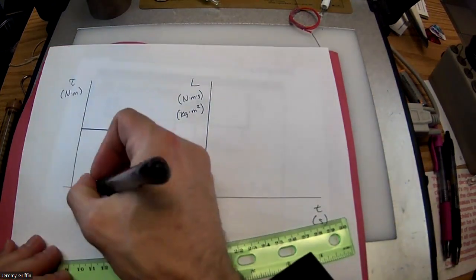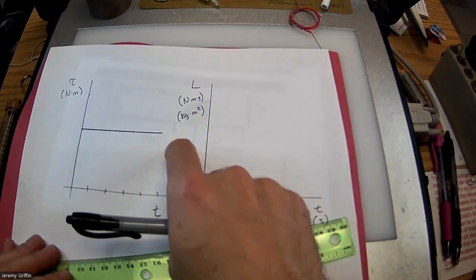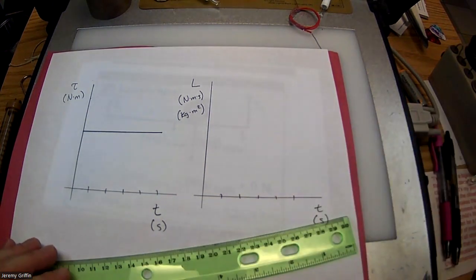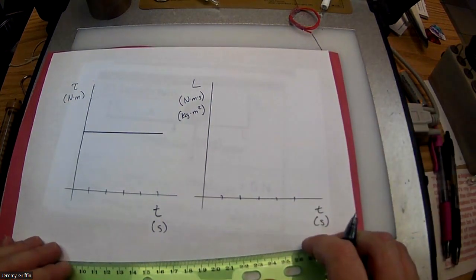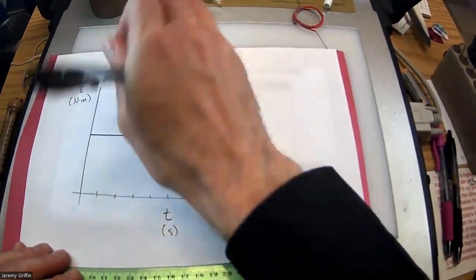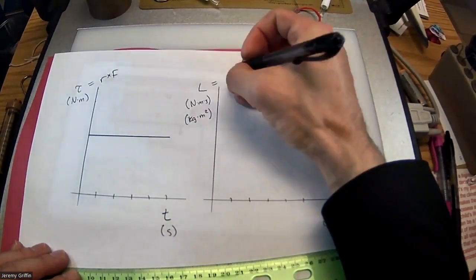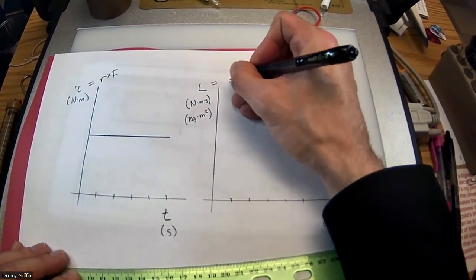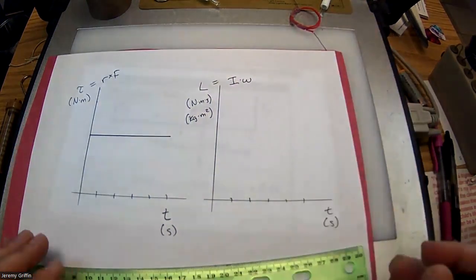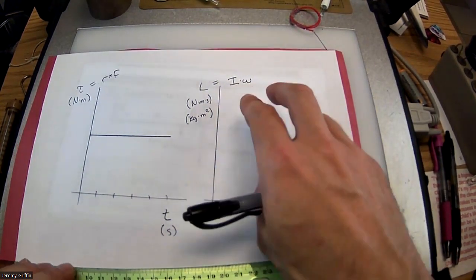So time's ticking along, tick, tick, tick, and I'm just pulling with a constant torque. And what's happening to the angular momentum? Well, you guys remember torque is R cross F. Every component there was constant, so the whole thing's constant. But angular momentum, what is angular momentum again? What times what? Yeah, there you go. I times omega, rotational inertia times angular velocity.